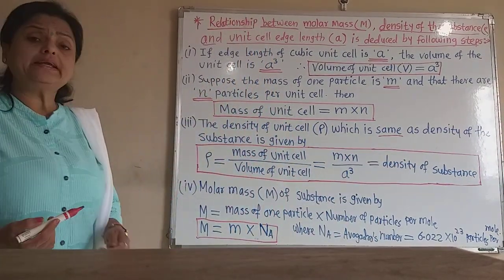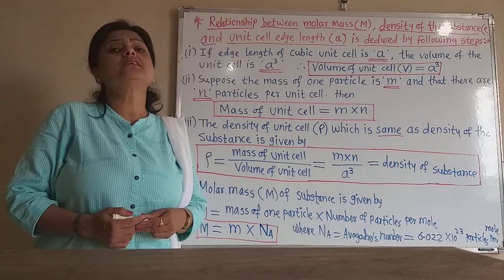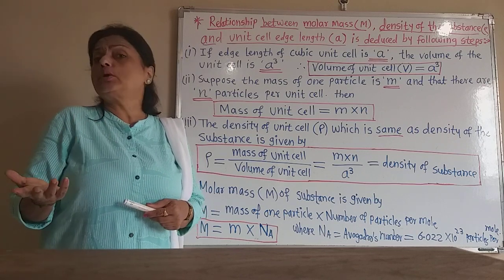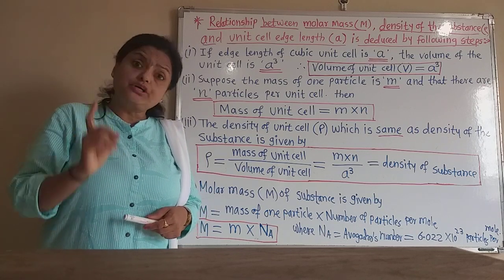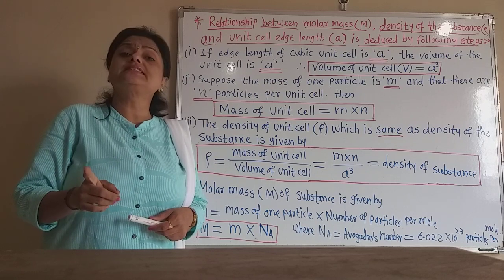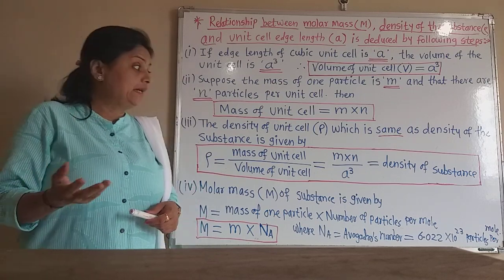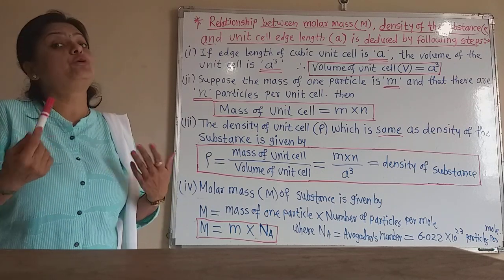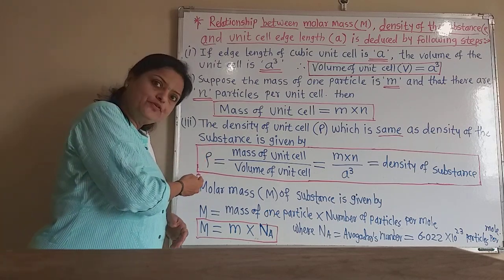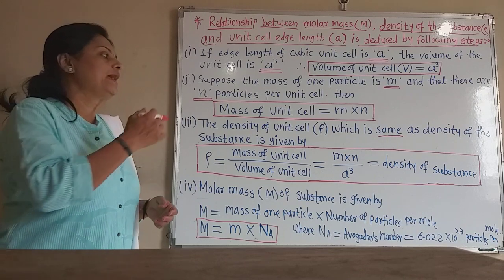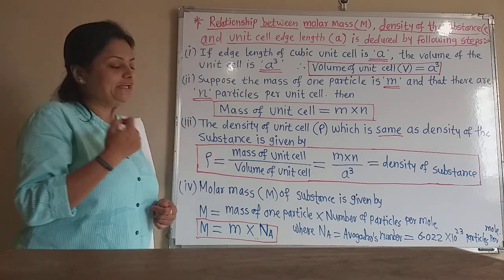If in the numericals they ask us to calculate the density of the substance, then we must know that the density of the substance is nothing but the density of the unit cell. So to calculate the density of the substance, we have to calculate the density of the unit cell. Rho is equal to m into n divided by a cube.